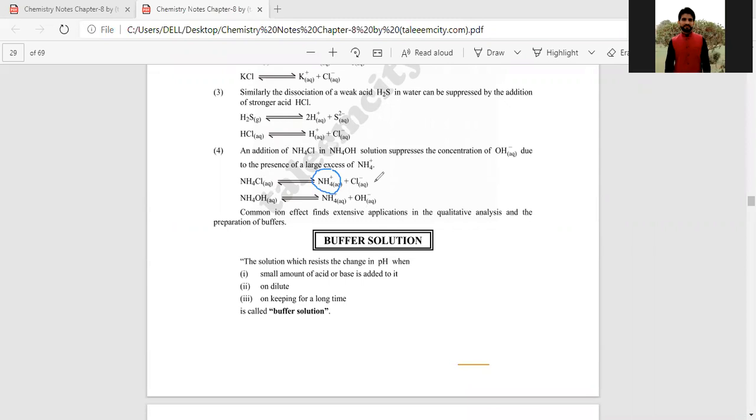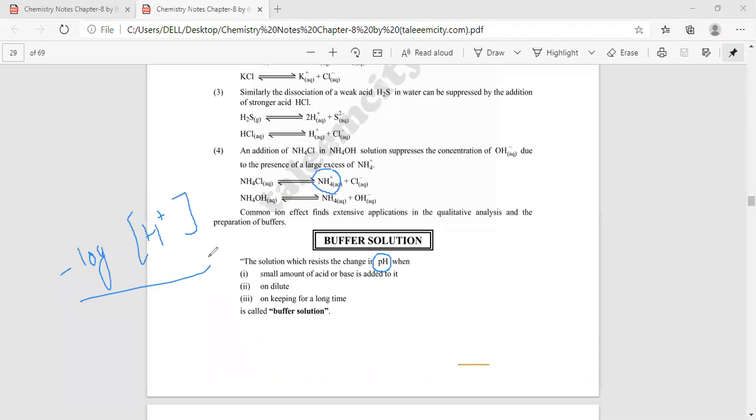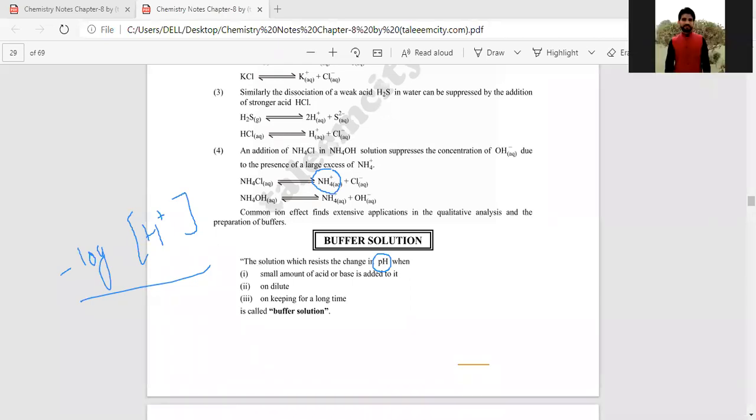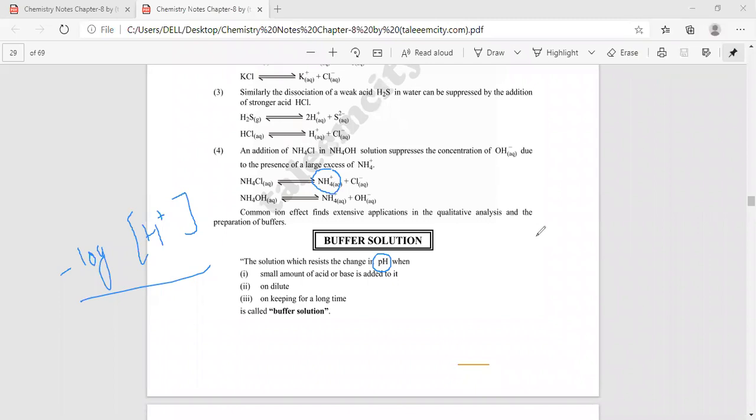What is buffer solution? The solution which suppresses the change in pH. How? As we know about the pH, pH is the negative log of the concentration of the H positive ion. This is the pH. We want to maintain the pH of the solution. Why we want to maintain the pH of the solution? We want to maintain pH because if there is a change in a pH, then there is a disturbance.